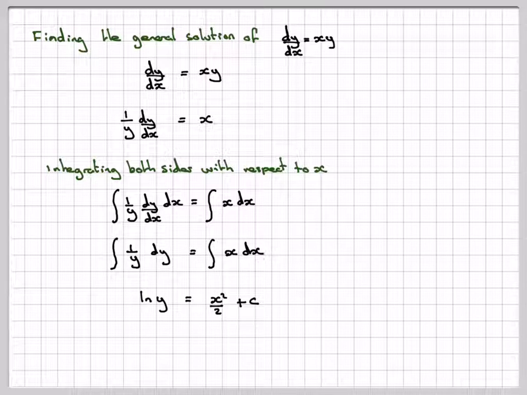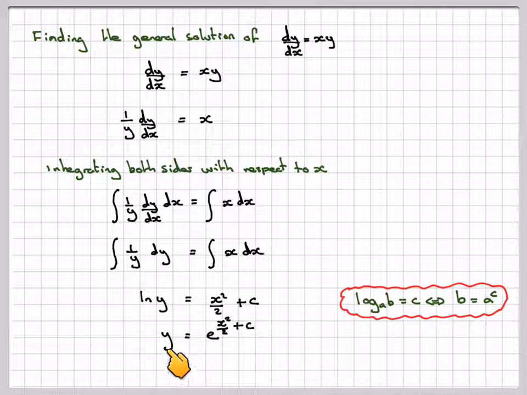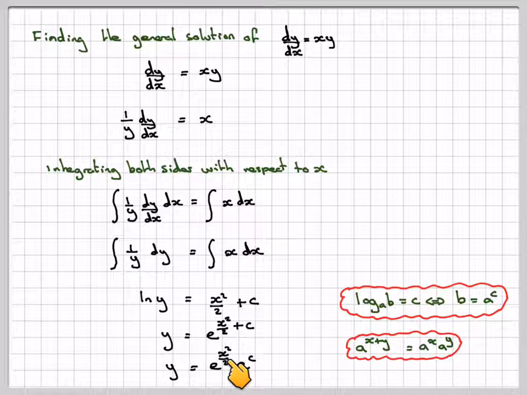Now we need to rearrange this, so we're using log to the base a of b is equal to c means b is equal to a to the c. We can rearrange this as y, which is b in this case, equals e to the x squared over 2 plus c, and then we can use the idea that a to the x plus y is the same as a to the x times a to the y. So we have that y is e to the x squared over 2 times e to the c.